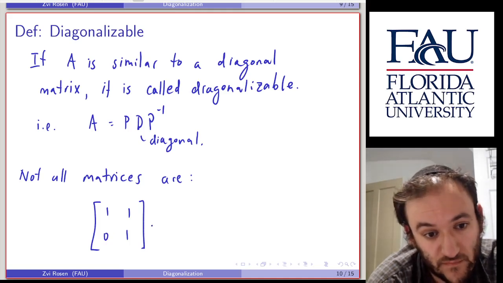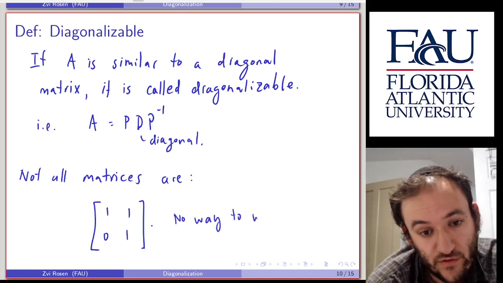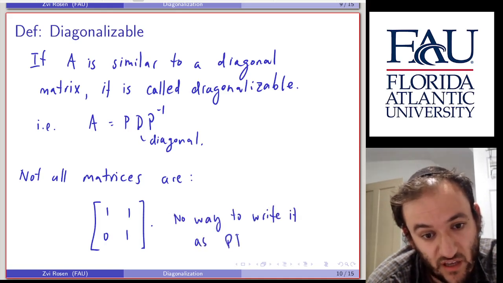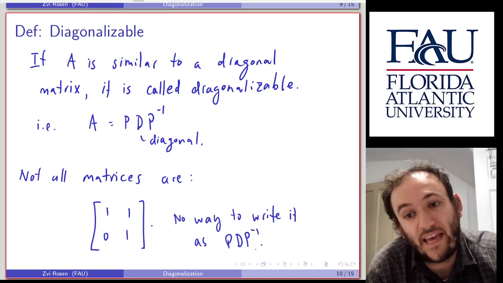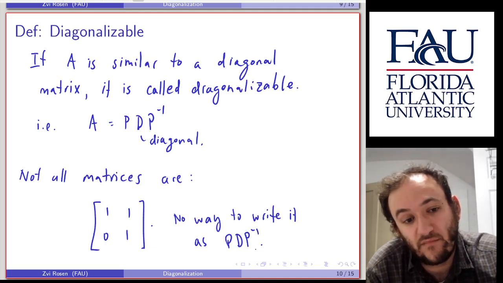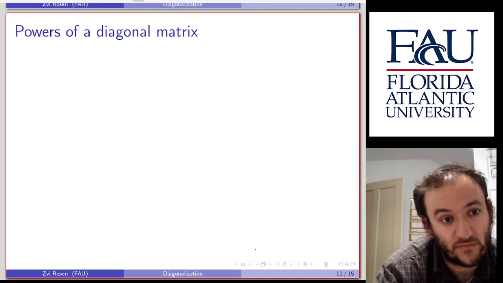Okay? No way to write it as P D P inverse. The reason for that is it doesn't have two linearly independent eigenvectors.